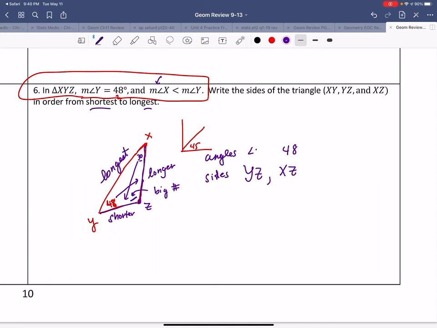And this is something less than 48. And this is something much greater than 48. This angle Z. So the 48 is angle Y. And this angle less than that is angle X. So what do we have? The last side is the longest side, XY. So I've ordered them least to greatest. Well done, guys.